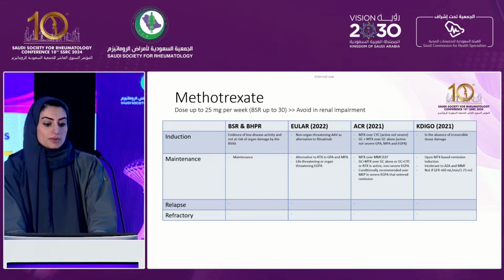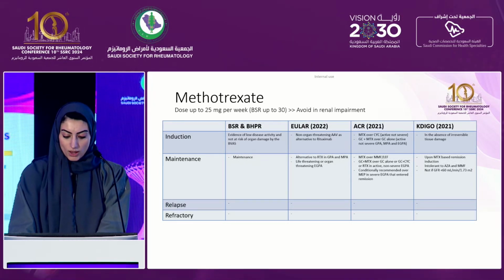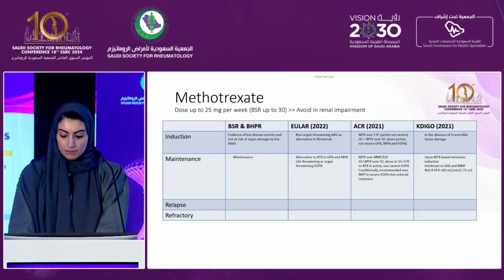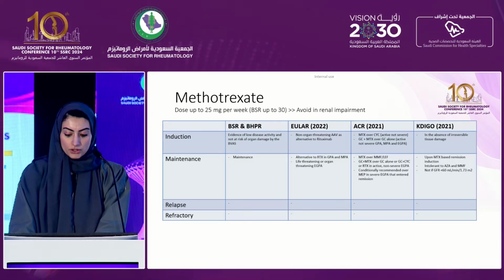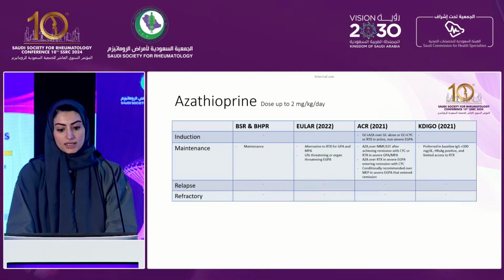Methotrexate up to 25 milligrams per week was also recommended for induction and maintenance in non-life-threatening, non-severe disease. It is not recommended for refractory or relapsing disease, and it is to be avoided in patients with renal impairment.